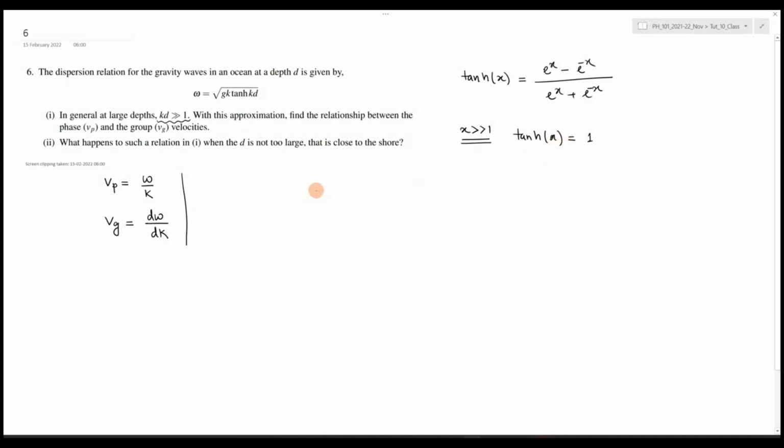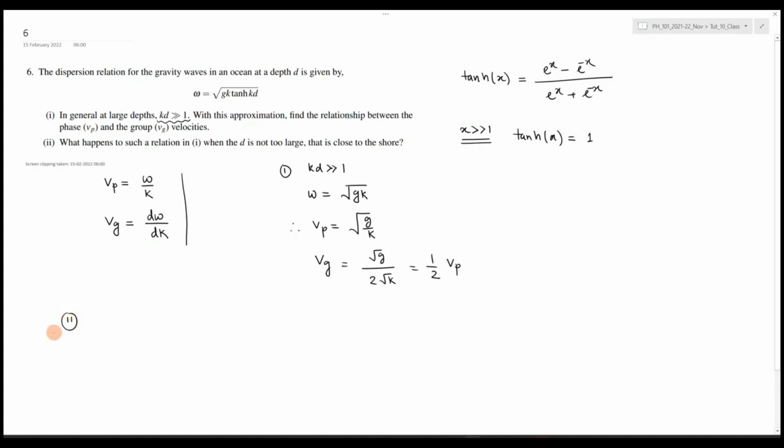Okay. So in the first part, for kd very much greater than 1, our omega is actually root over gk. So it's simple now. To get Vp, which is basically omega by k, it will become root g by k. And Vg will become root g, which is constant, times d by dk of root k, which is 1 by 2 root k. So this is nothing but 1 by 2 Vp. Simple. So this is the relation between group velocity and phase velocity.